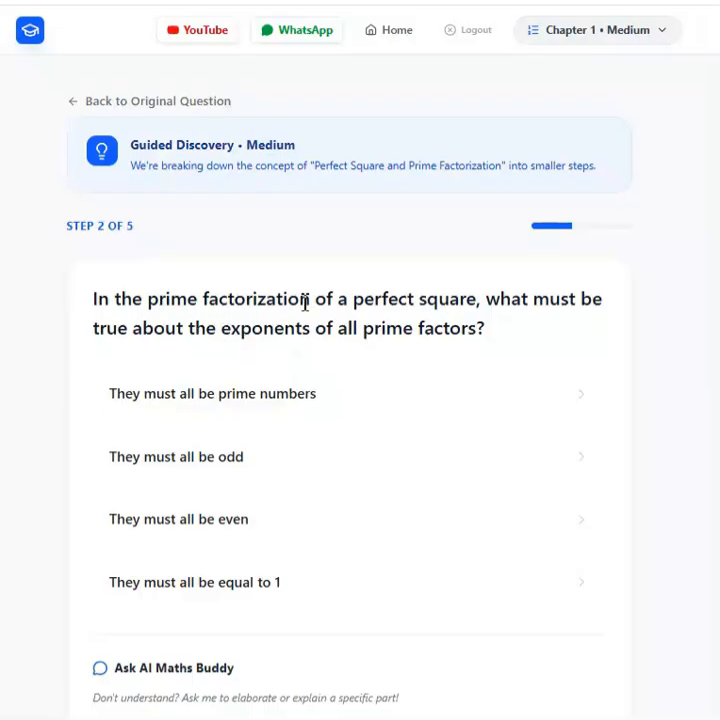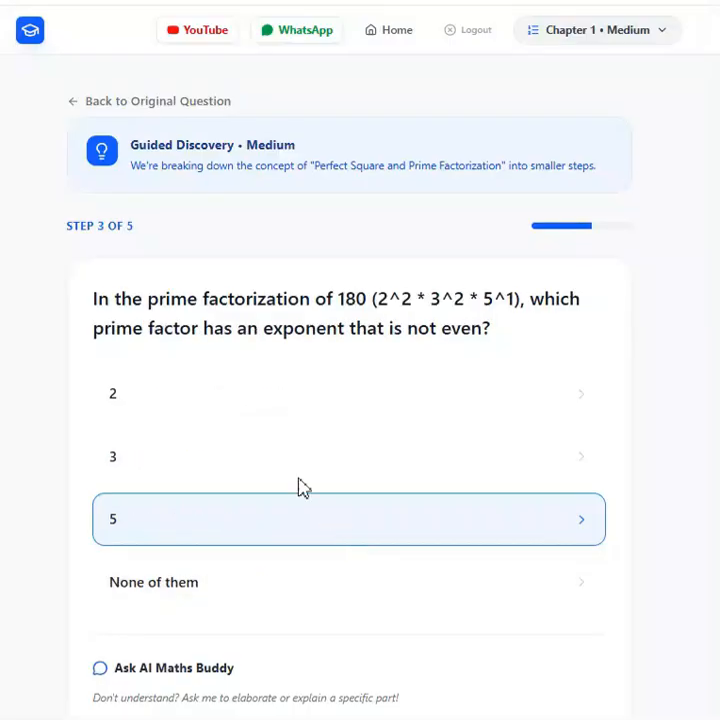Now it asks, in the prime factorization of a perfect square, because it was asking about a perfect square, what must be true about the exponents of all prime factors? Now you may not know exponents, you may not know prime factors. You can again go into understanding the concept for this and then it can help you understand. But say we understand that and we know a perfect square comes when all the exponents are even. So we click on they must all be even.